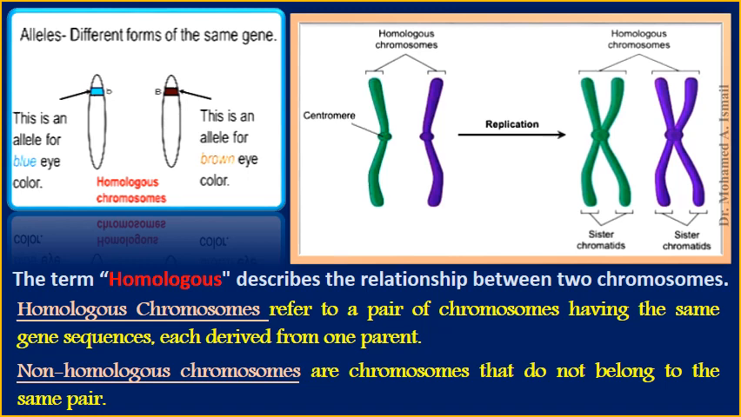Now we are going to study the homologous chromosomes and non-homologous chromosomes. Starting to differentiate between them, we must study what is the meaning of homologous. Homologous describes the relationship between two chromosomes, whether the same or different. So homologous chromosomes refer to a pair of chromosomes having the same gene sequences, each one derived from one parent, paternal or maternal, father or mother, gametes.